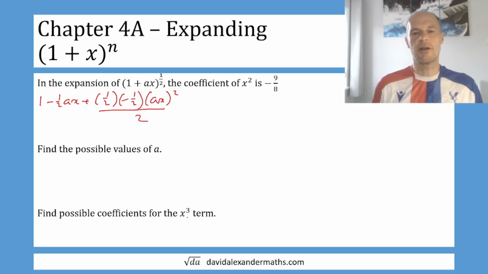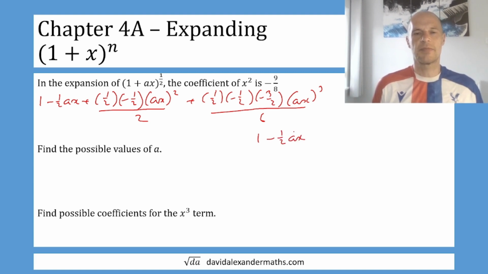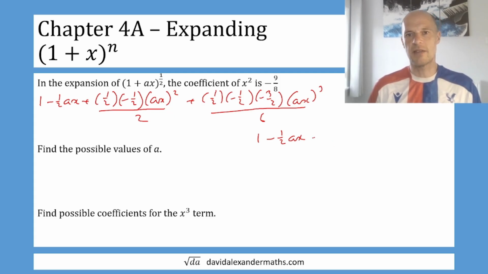And we need coefficients for the x cubed term, so I'll take it as far as that. So plus 1/2 minus 1/2 minus 3 over 2 ax to the power of 3 over 6. So what I've got is 1 minus 1/2 ax. Okay, so I'm going to do 1 divided by 2 divided by 2 divided by 2. So that is going to be minus 1/8.